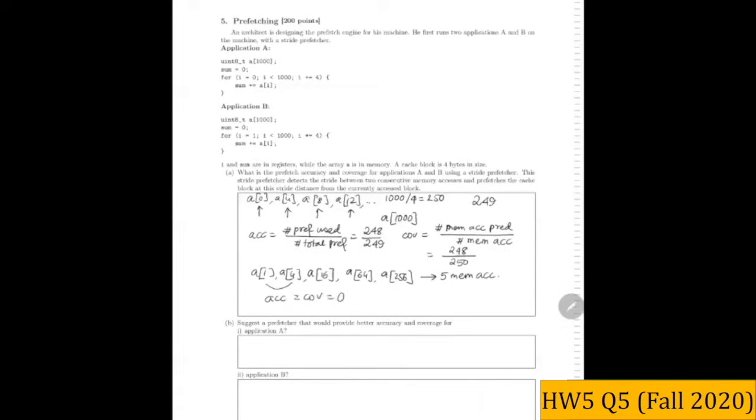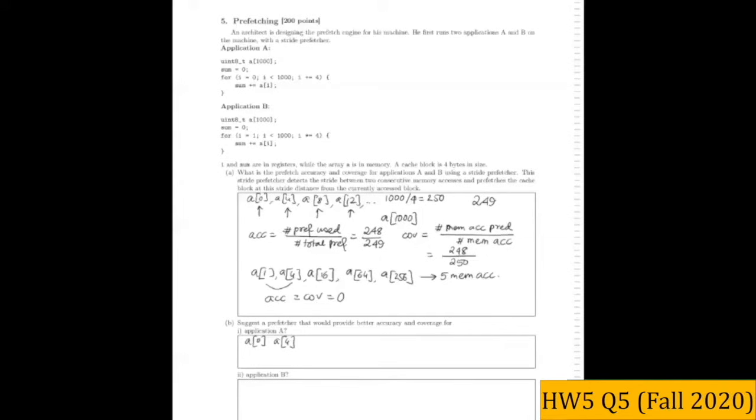Now let's go to the next question. Suggest a prefetcher that would provide better accuracy and coverage for application A. Now recall that for application A, the stride prefetcher fails to prefetch memory accesses going to elements A0 and A4, because these are the first two accesses which give us the stride learning. But a next block prefetcher would always prefetch the next cache block without even looking for a constant stride.